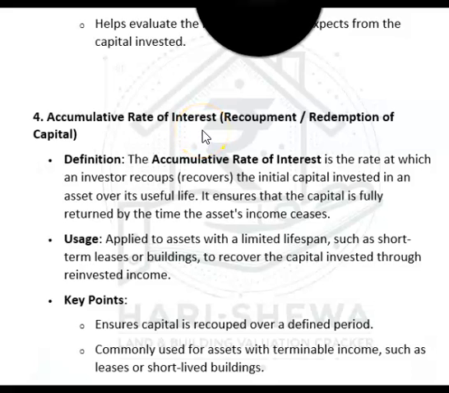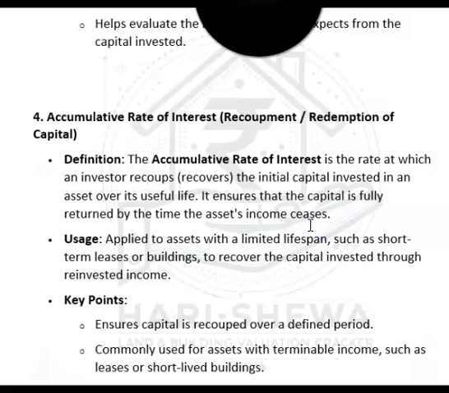Accumulative rate of interest. This is also called recoupment or redemption of capital. All three terms are the same, so do not get confused in case studies of the income approach. Sometimes they write accumulative rate of interest, sometimes recoupment, sometimes redemption of the capital. The accumulative rate of interest is the rate at which an investor recoups the initial capital invested in an asset over its useful life. It ensures that the capital is fully returned by the end of the asset's income stage.